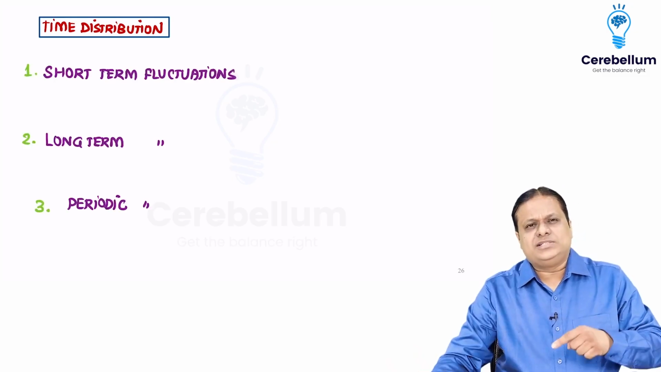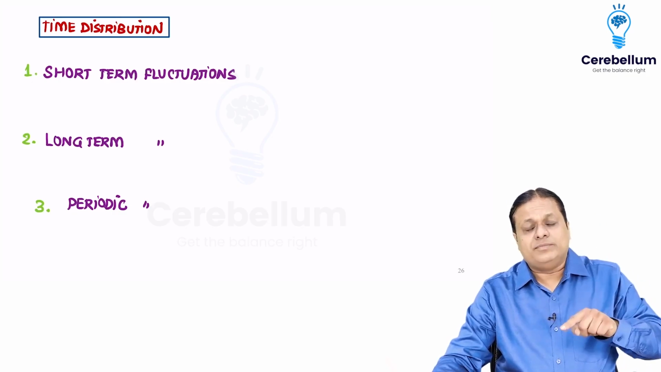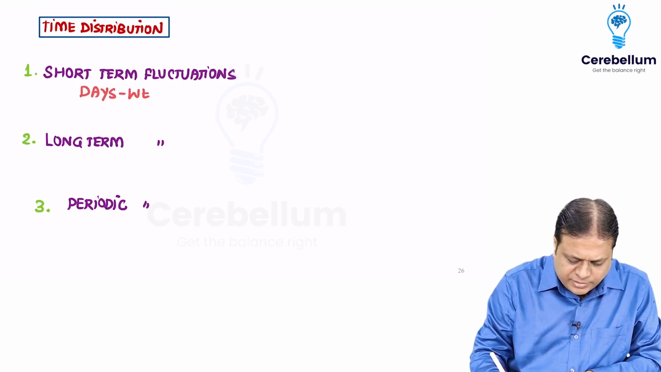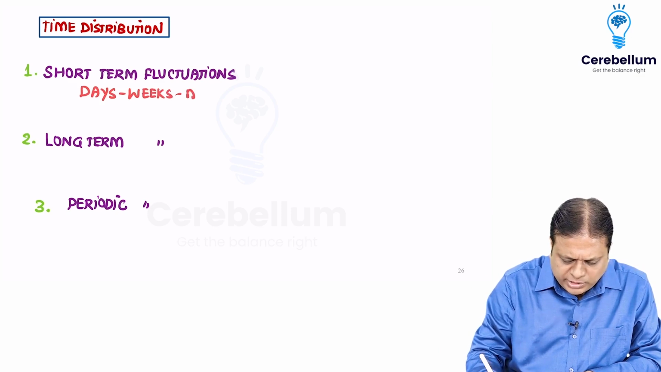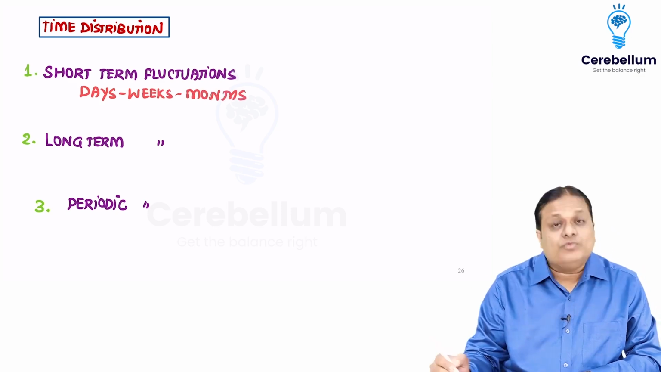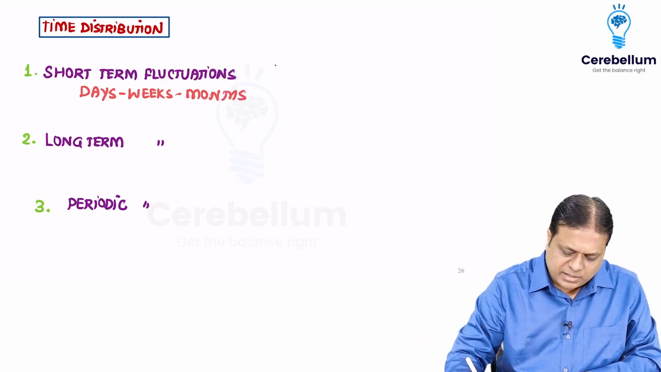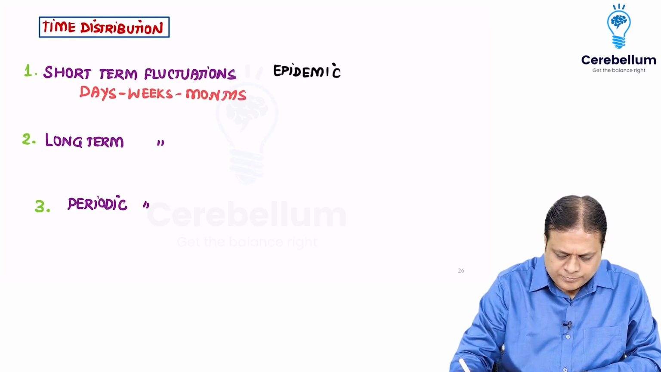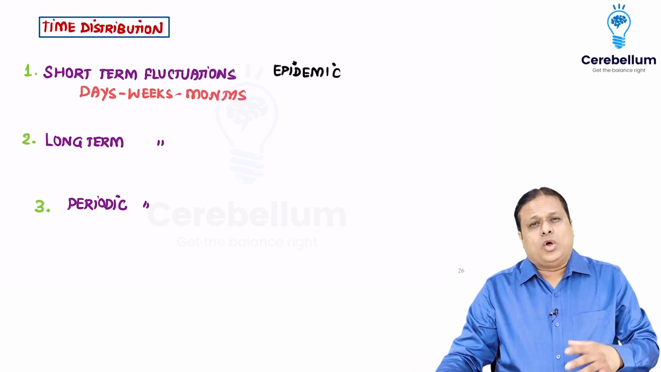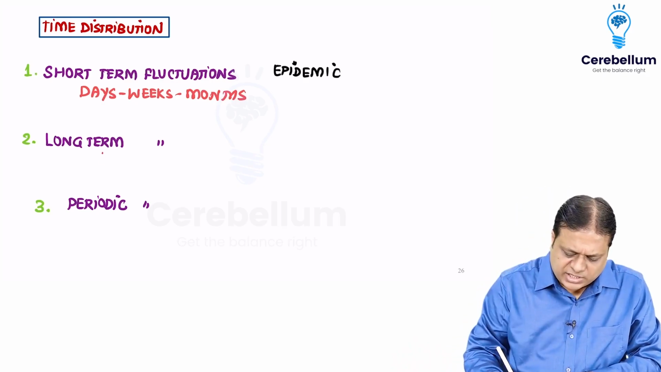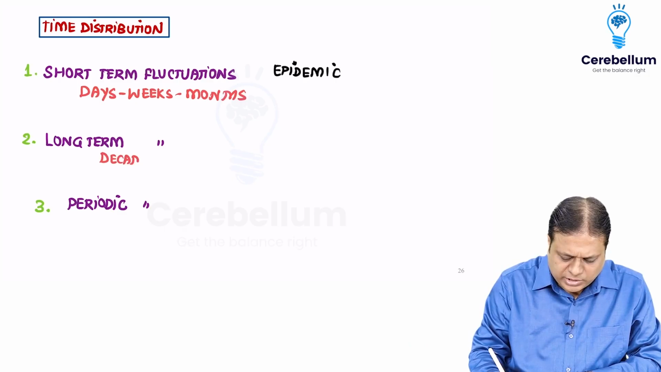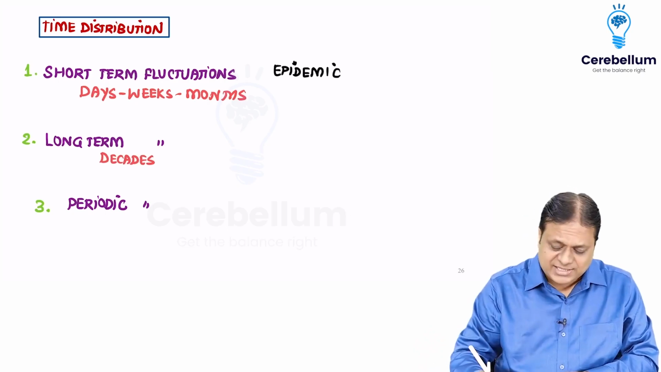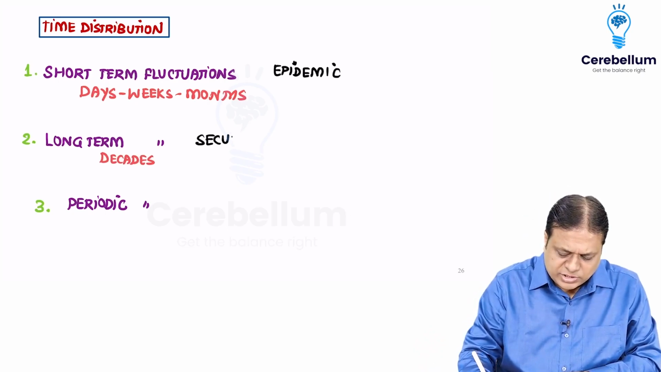Short-term fluctuation: a disease fluctuates in a short time. That short time is days, weeks or months. This is popularly known as, very right, epidemic, earlier known as outbreak. Long-term fluctuation: a disease which takes decades to slowly increase or decrease in the population. This is known as, yes, secular trend of a disease.